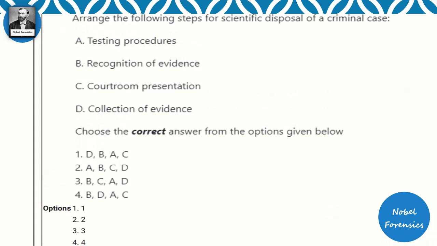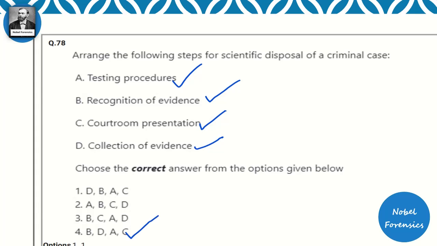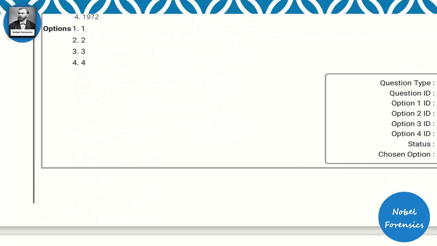Arrange the following steps for scientific disposal of a criminal case: testing procedures, recognition of evidence, courtroom presentation, collection of evidence. So first we do recognition of evidence, then we go for its collection, then we do testing procedures, and finally we present it in the courtroom. So it is B, D, A, C. So option 4 is correct.